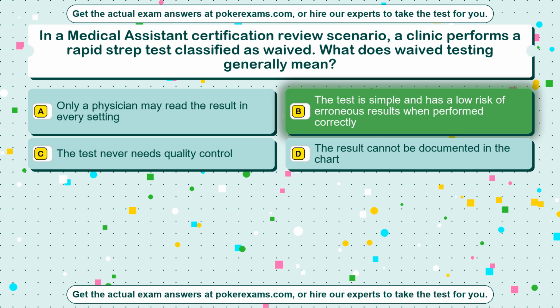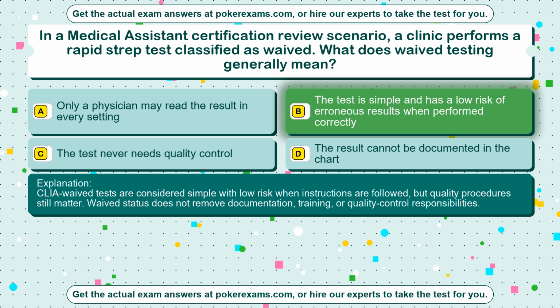The test is simple and has a low risk of erroneous results when performed correctly. CLIA waived tests are considered simple with low risk when instructions are followed, but quality procedures still matter. Waived status does not remove documentation, training, or quality control responsibilities.